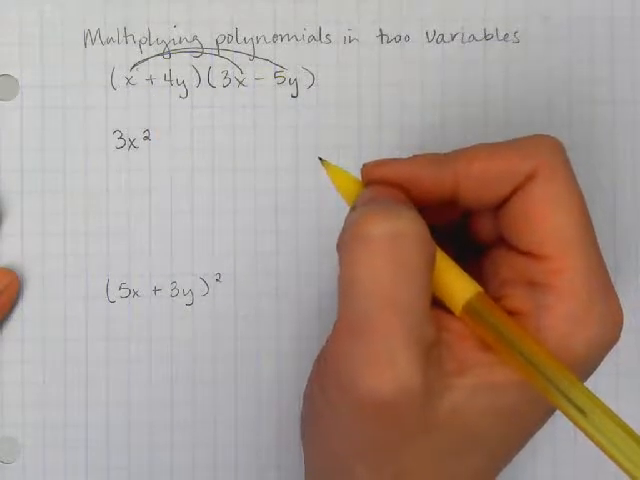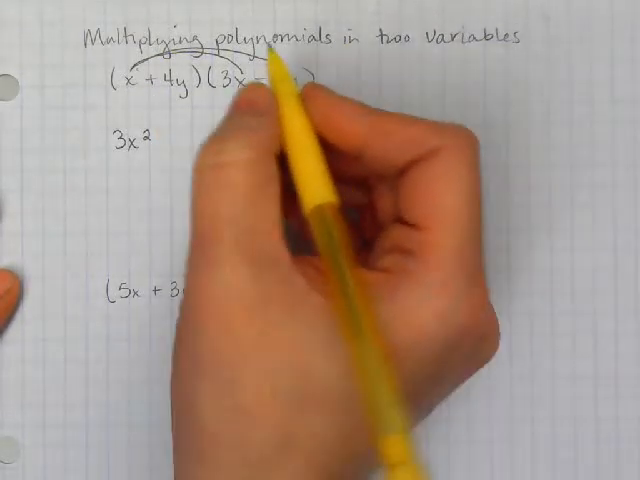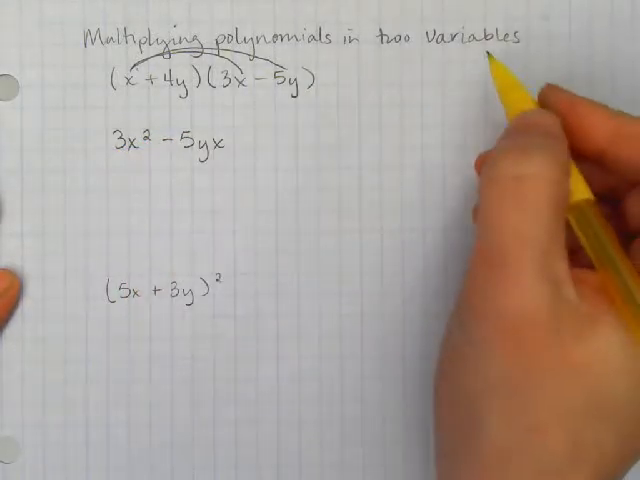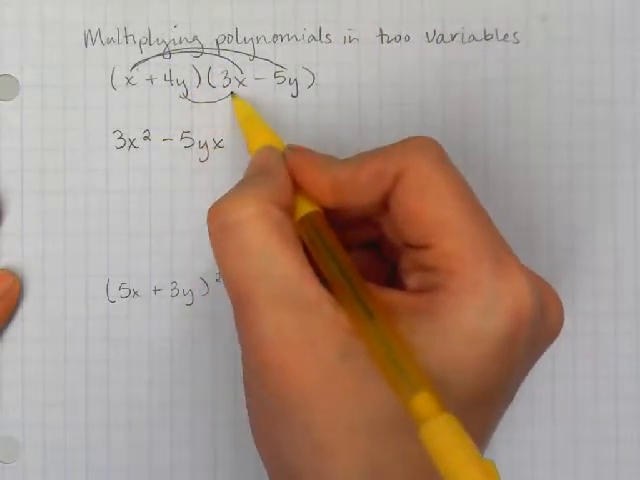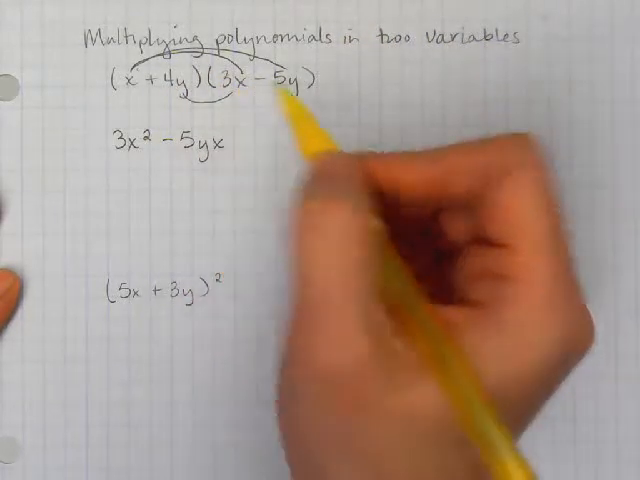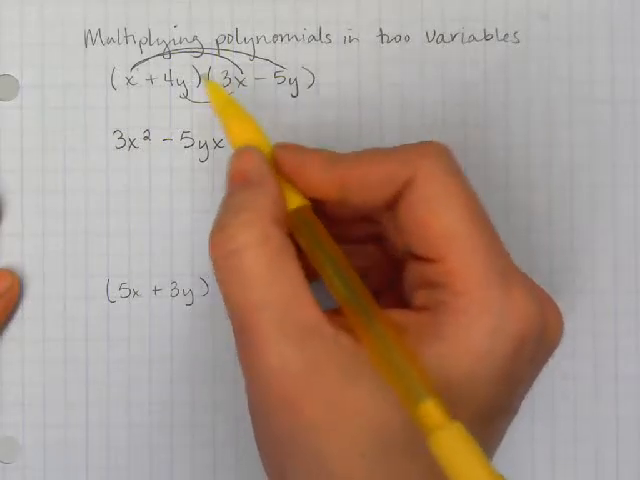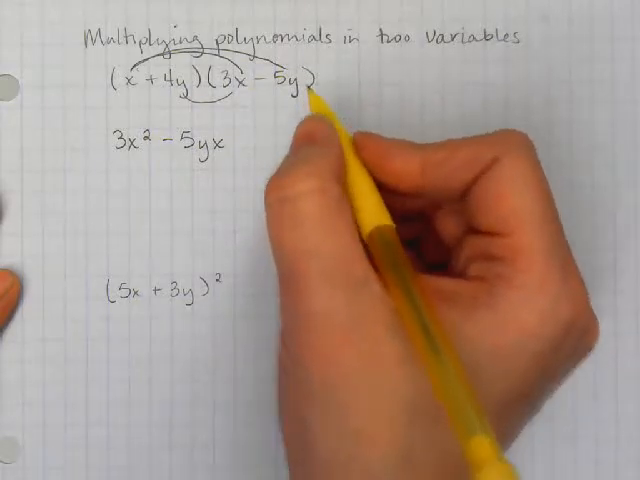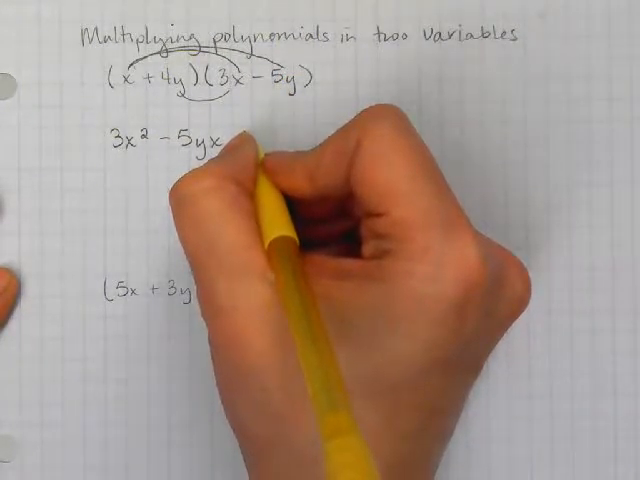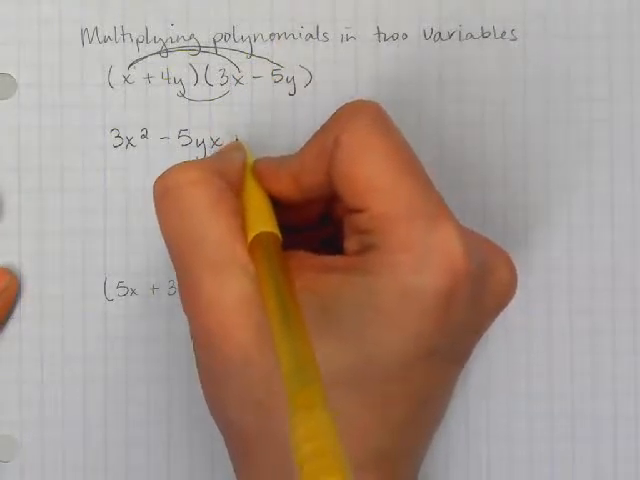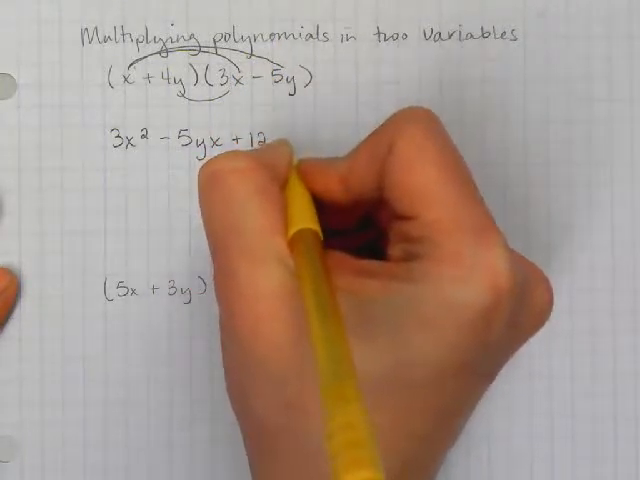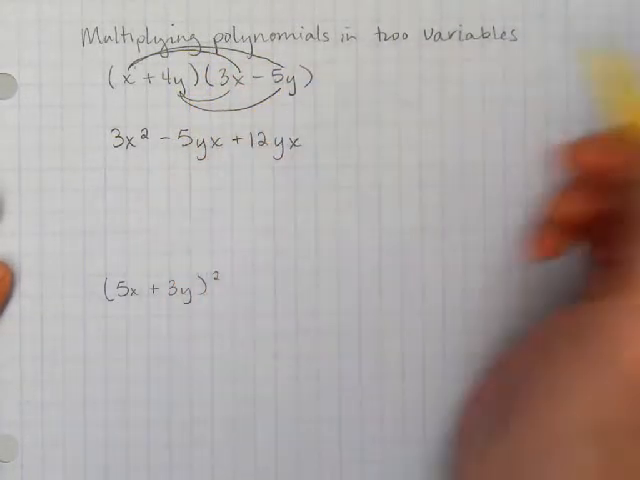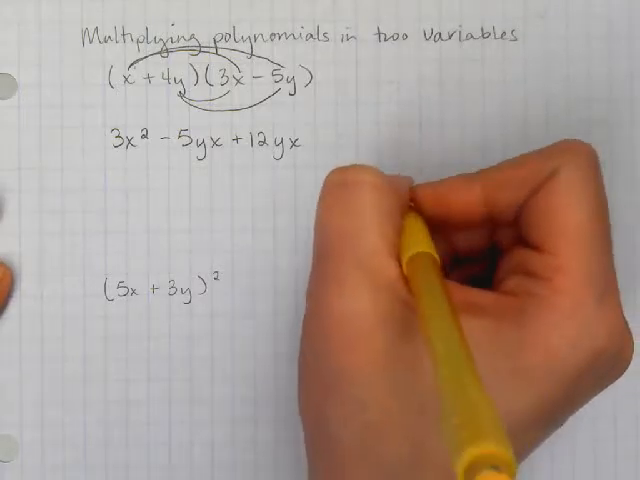Then your inside term, so 4y times 3x is what? 12xy, or yx, because we are multiplying up. And then 4y times negative 5y is negative 20. Then what? Y to the second. Lydia, you with us? All right.